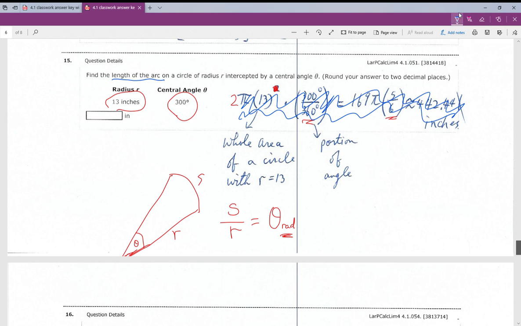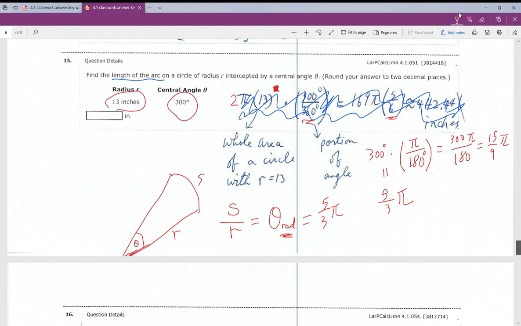First, you have to convert 300 degree to become radian. So 300 degree multiply pi over 180 degree. So you have 300 pi over 180. You cancel out the degree, and then it is 15 over 9 pi. Reduce more is 5 over 3 pi. So we have 5 over 3 pi.